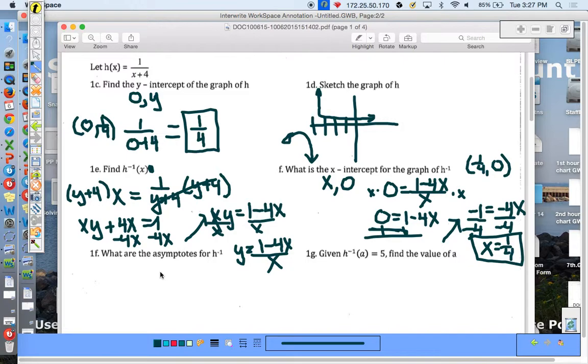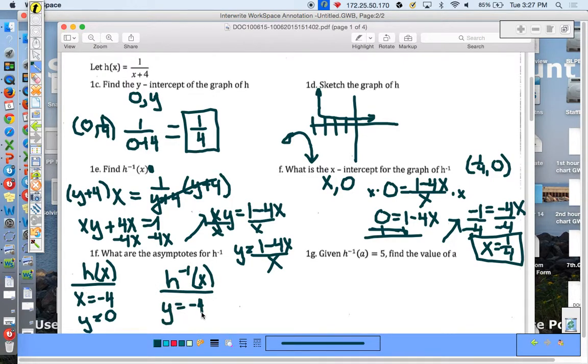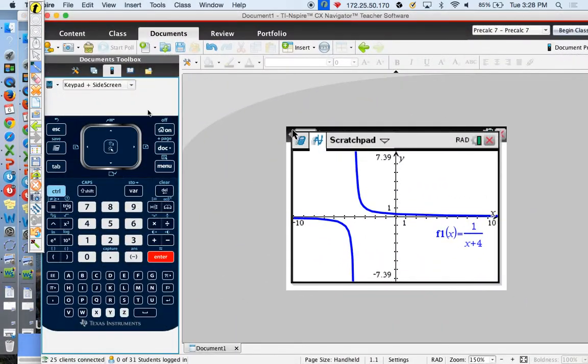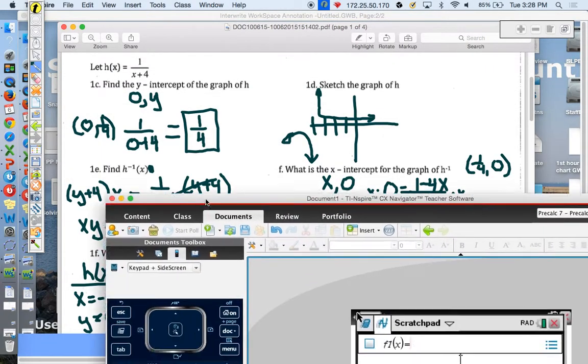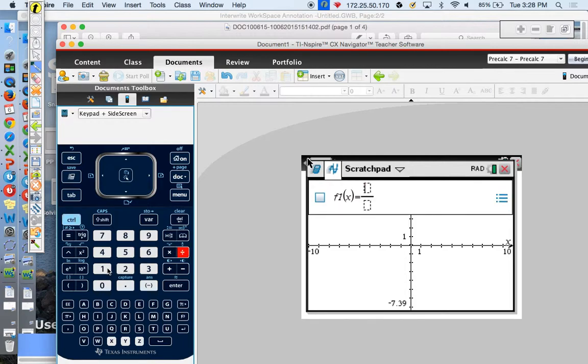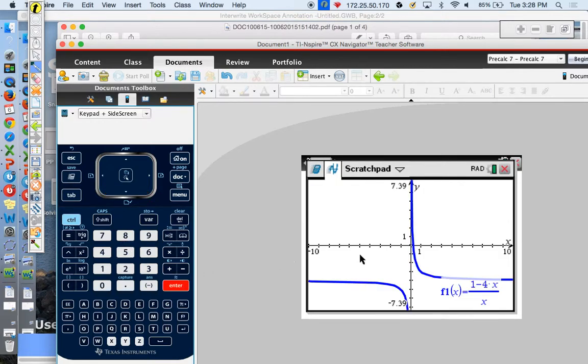What are the asymptotes here? Well, we can either graph it as well, or we can look at our original graph. So for h of x, our originals were at x equals negative 4 and y equals 0. So the ones for our inverse here have to be at y equals -4 and x equals 0 because our x and y switch places. But again, we could always graph that and take a look at it and we could see that as well. So we have our inverse equation was 1 minus 4x over x, and we can see it's at x equals 0 and y equals -4.